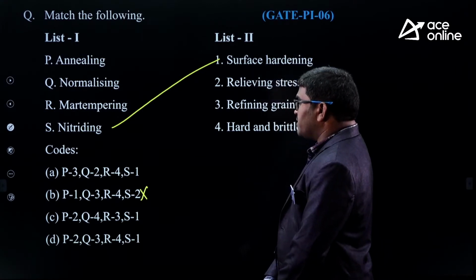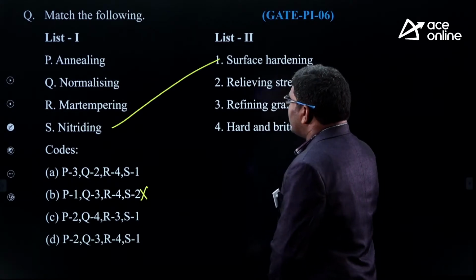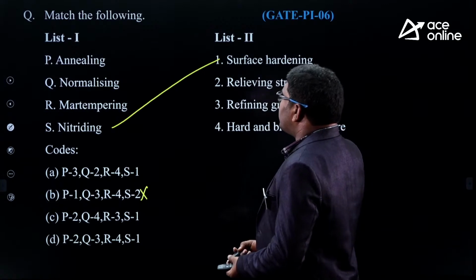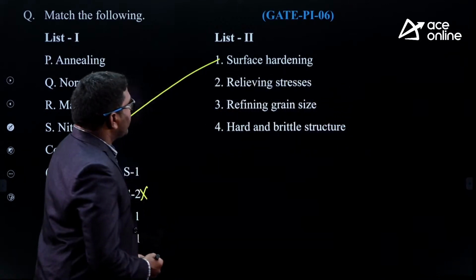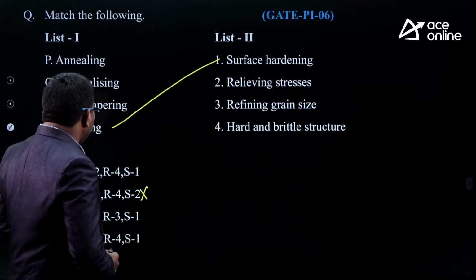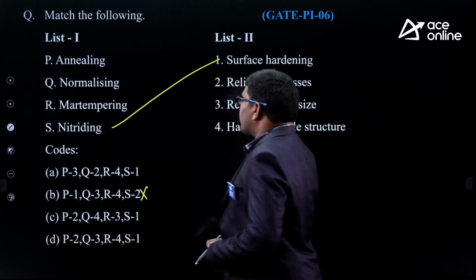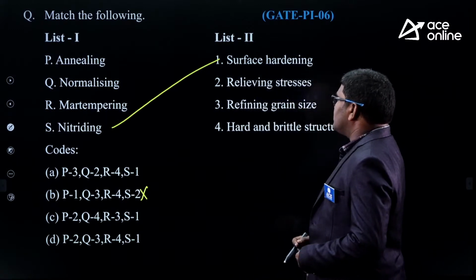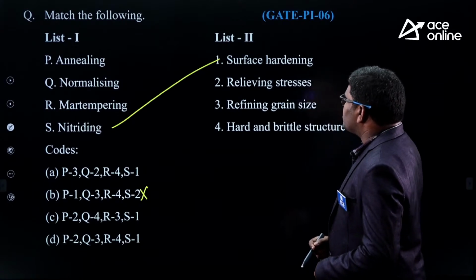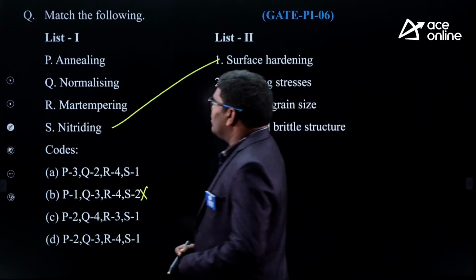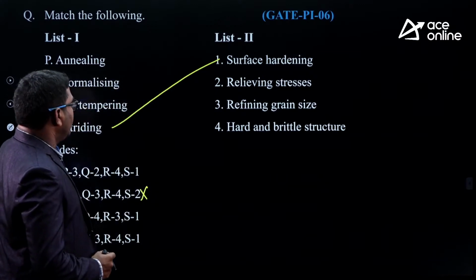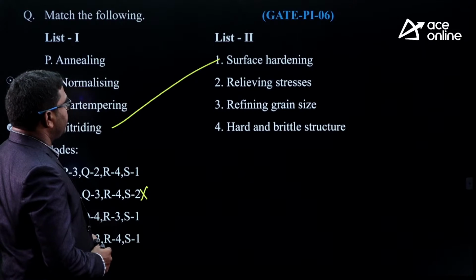Annealing process, for what purpose do we use it? The annealing process is used to relieve residual stresses and to refine the grains also. But let us consider martempering. Martempering, for what purpose? Listen, refining the grain structure or hard and brittle. Tell me, which is going to be hard and brittle? In which process will you get hard and brittle? Will you get it in the annealing process? No, you will not get it in the annealing process, right?